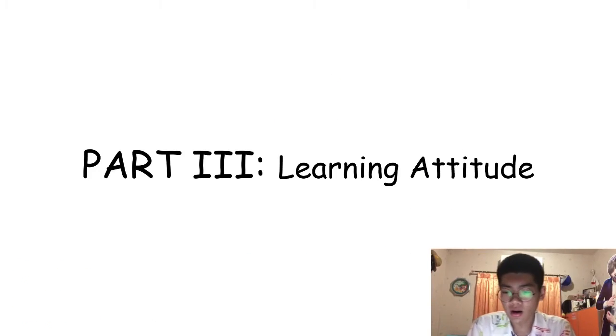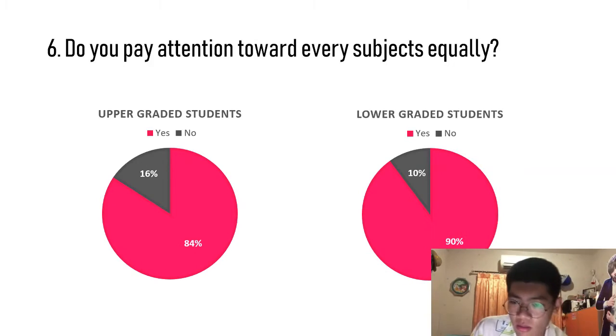Part 3. Learning attitude. The first question of this part is, do you pay attention toward every subject equally? Most of them say yes. For the upper grade, 84% of students say yes and 16% say no. And for the lower grade, 90% of them say yes and 10% say no.